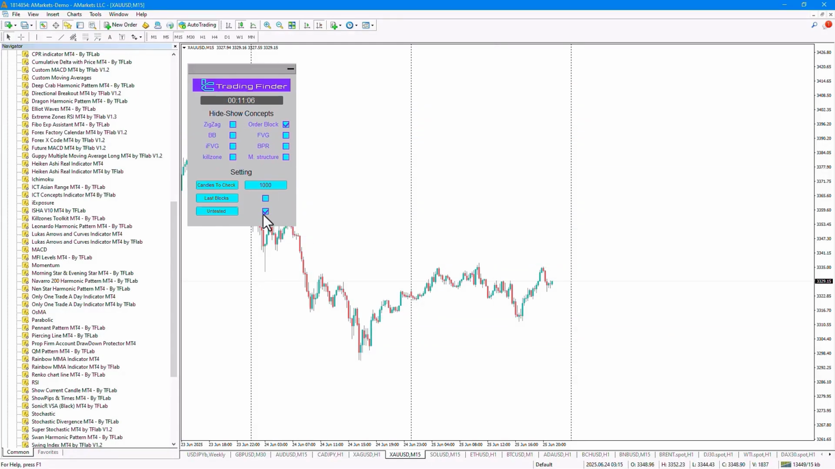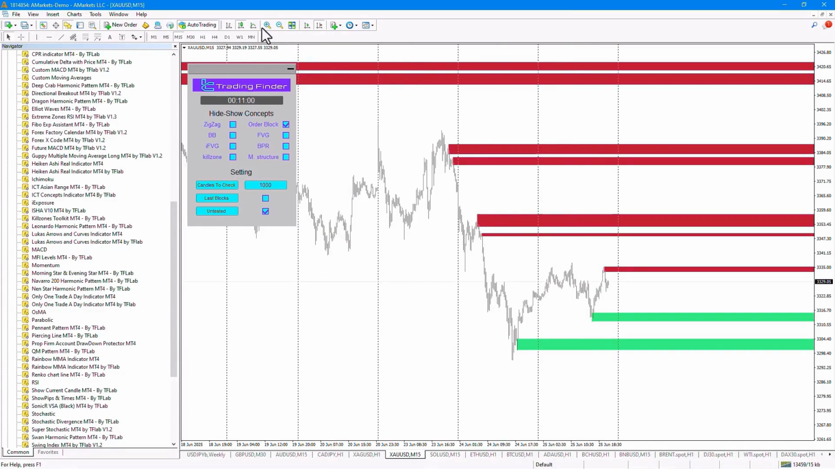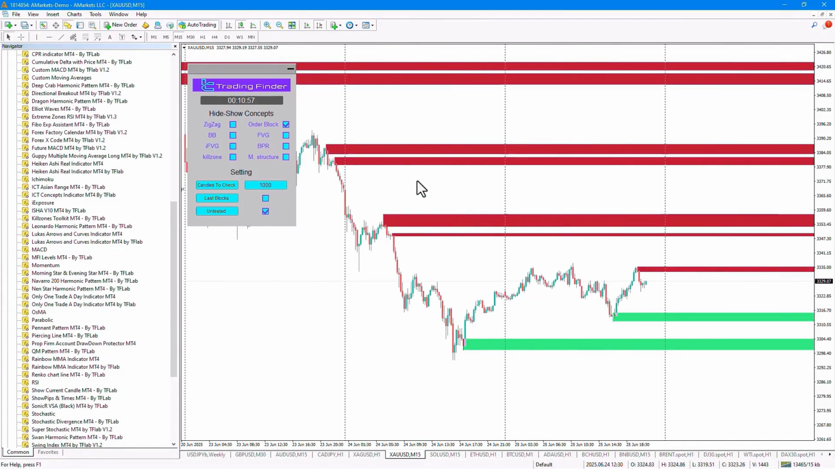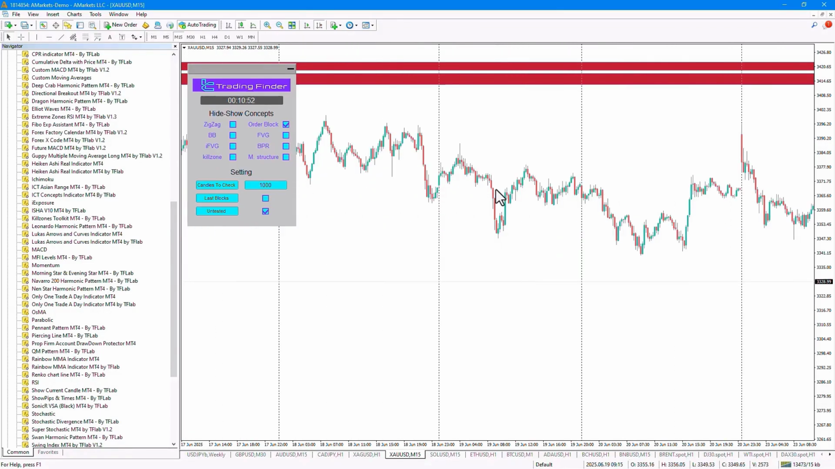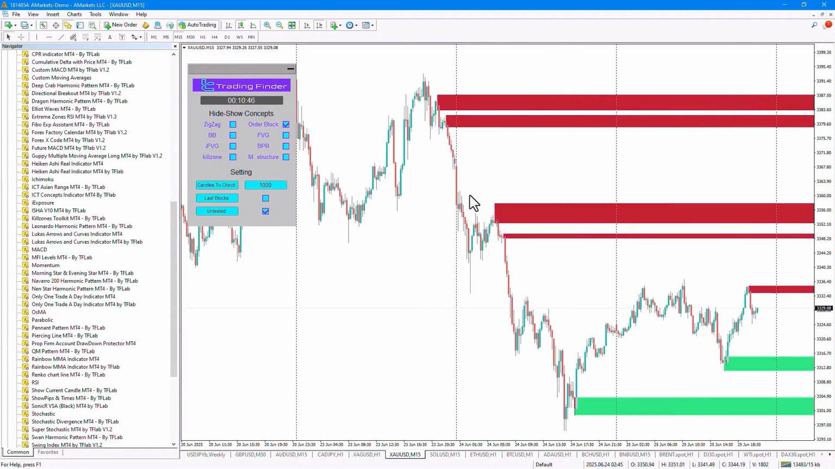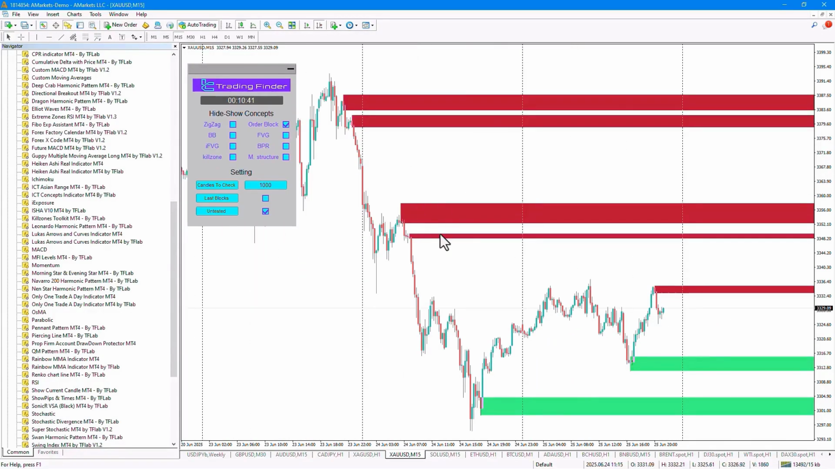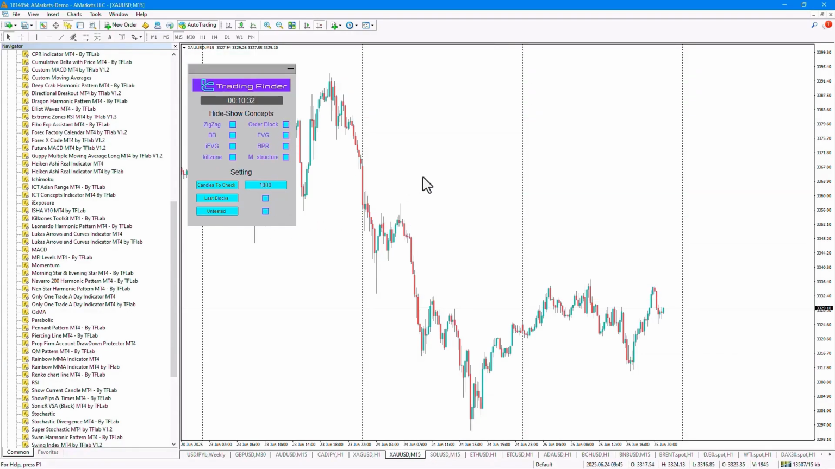And by enabling this particular section, it clearly displays the zones that have not been thoroughly tested or effectively consumed by the price, meaning all the distinct zones shown here are considered genuinely fresh and completely untested zones. When the price reaches these specific areas, there is a higher chance of a significant reaction. So traders can effectively use these zones as strong and reliable areas in the market to enter a buy or sell trade position.